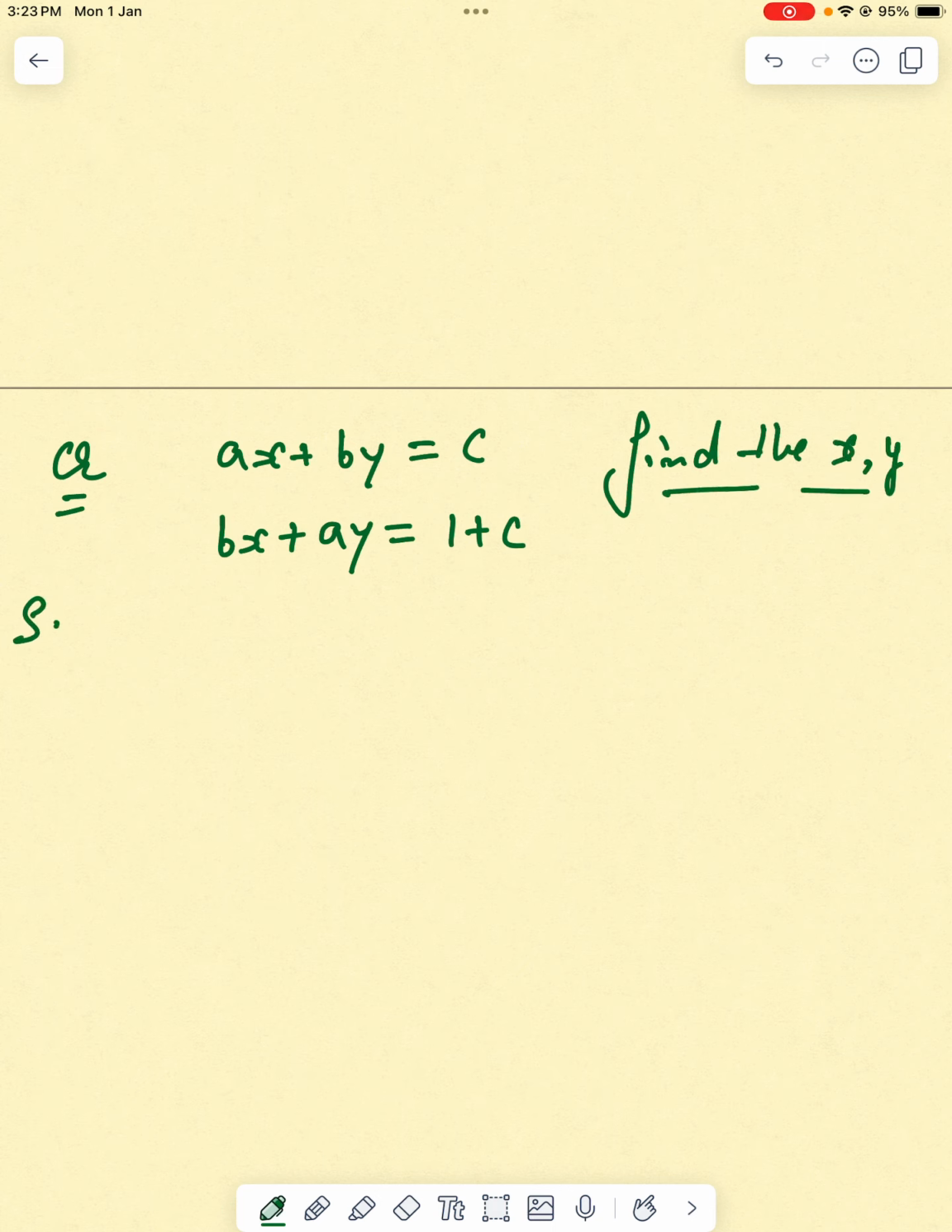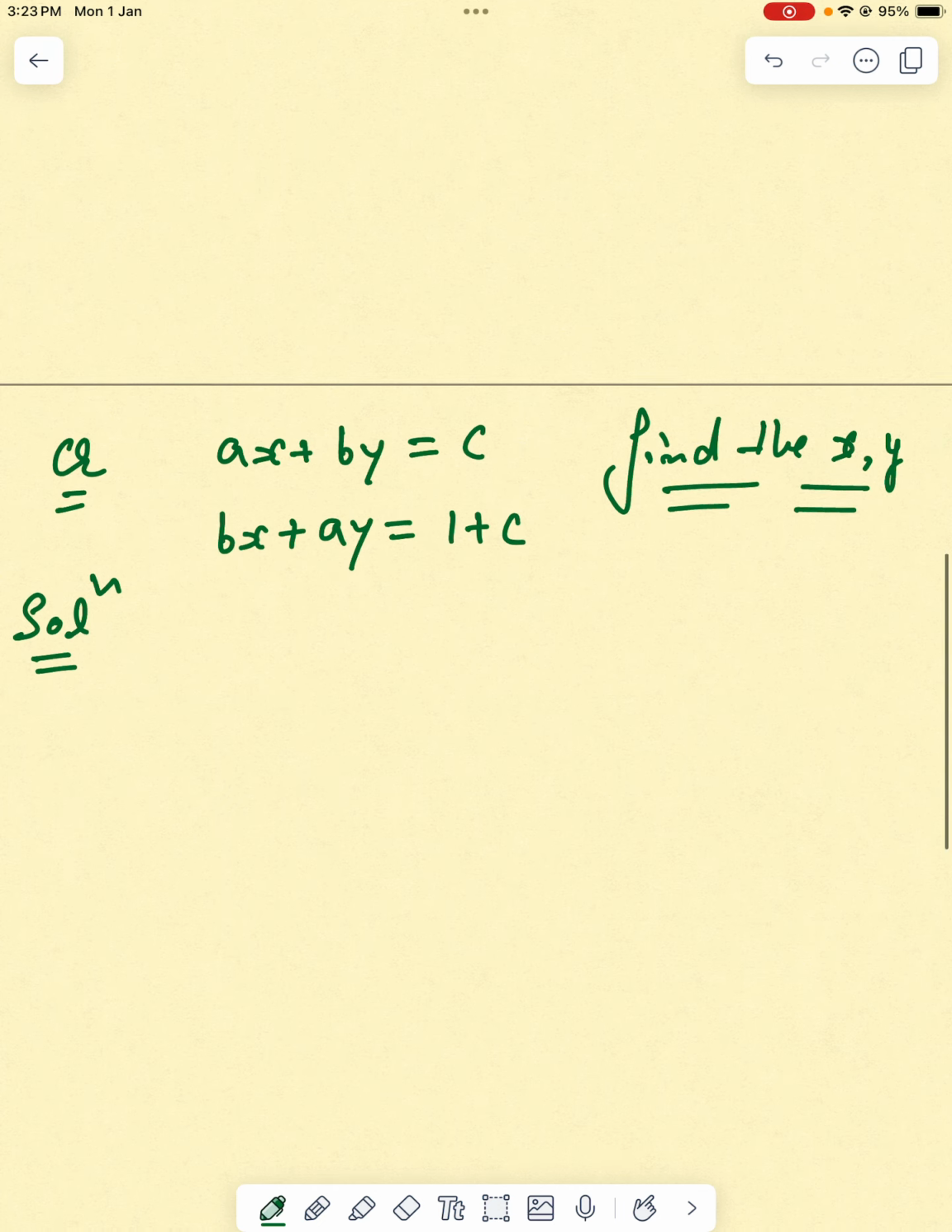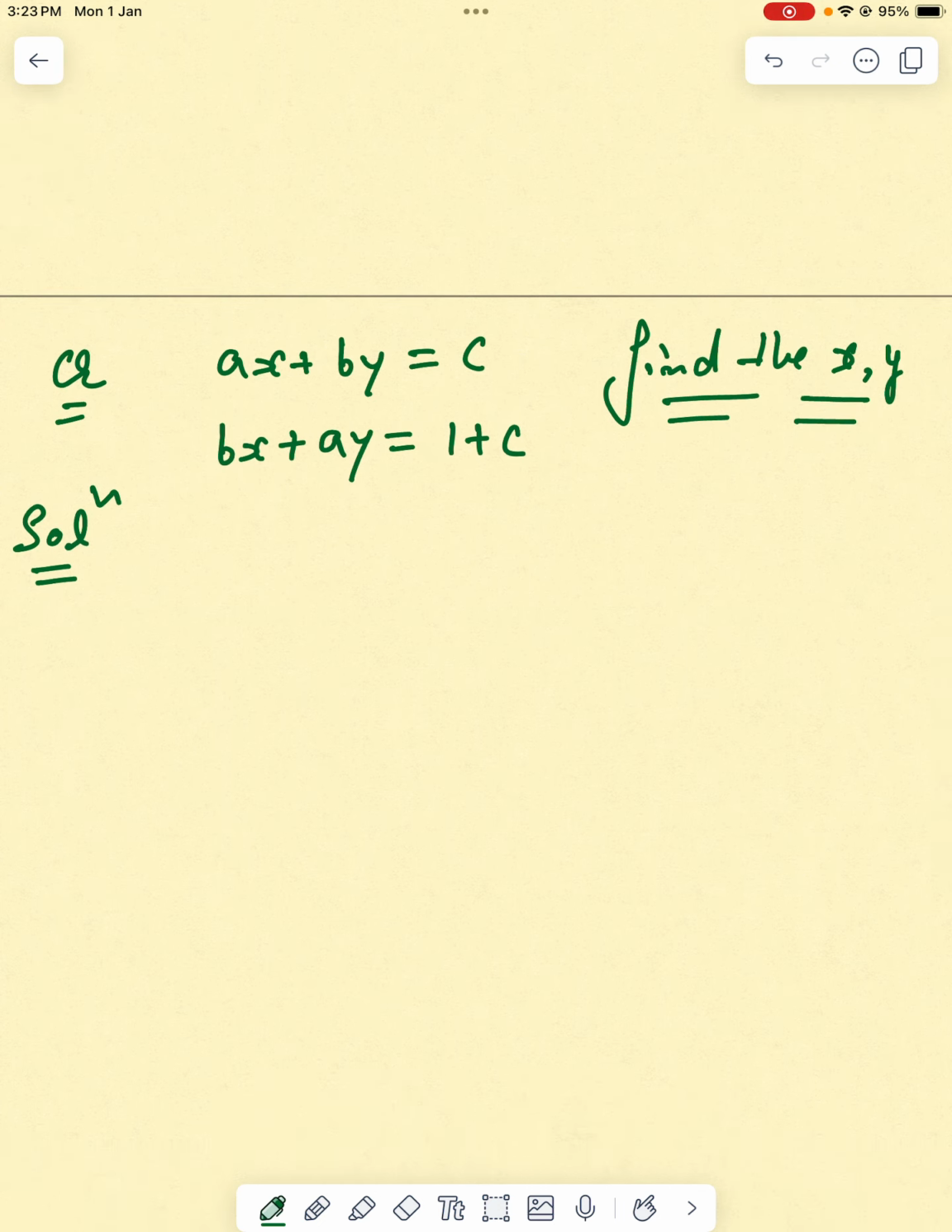Since nothing is mentioned in this question about how to solve it, you can solve it algebraically. There are three ways: elimination by substitution, the method of elimination by equating the coefficients, and the third one is the method of cross multiplication. So we are using the third method. First we will find the coefficients a1, a2, b1, b2 and c1, c2, and then we will apply the formula directly.